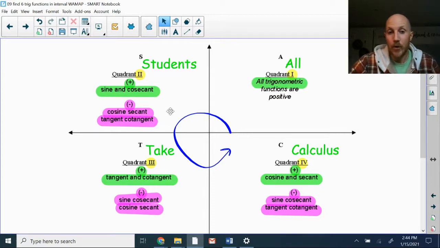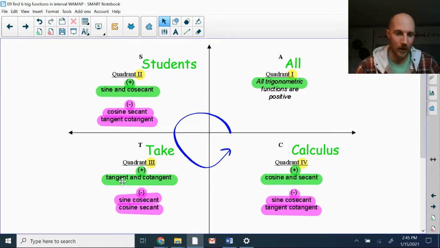Continuing our journey around, quadrant 3 is the lower left. In our acronym that is take. All students take calculus. That T in take translates to tangent in our trig ratios. So tangent is the positive trig ratio in quadrant 3, along with its reciprocal, cotangent. Tangent and cotangent are positive in quadrant 3. All of the other trig ratios would be negative for any angle in quadrant 3.